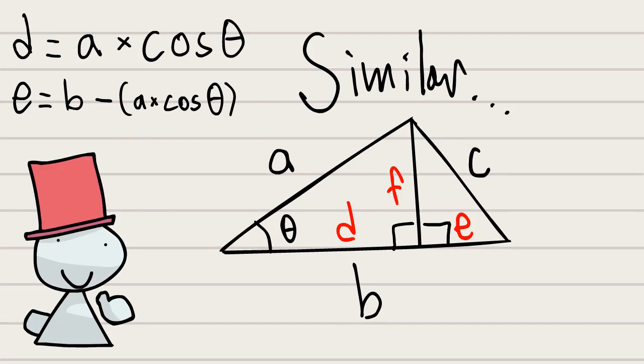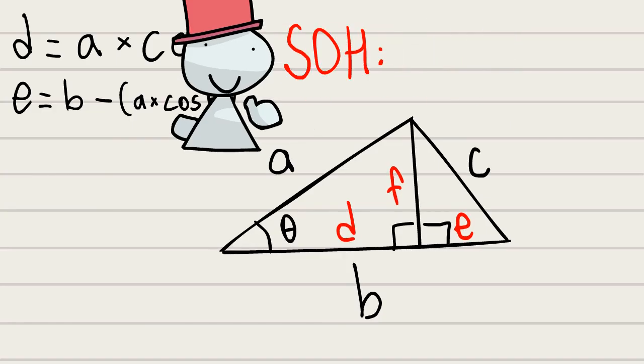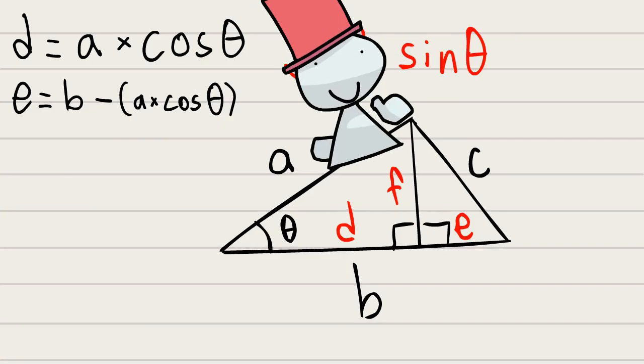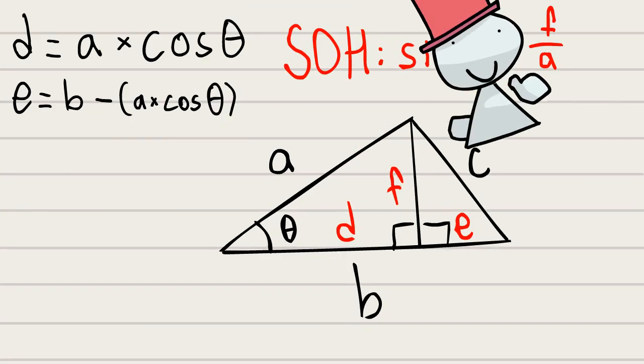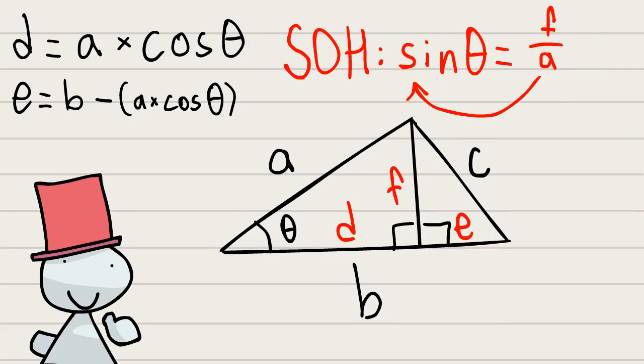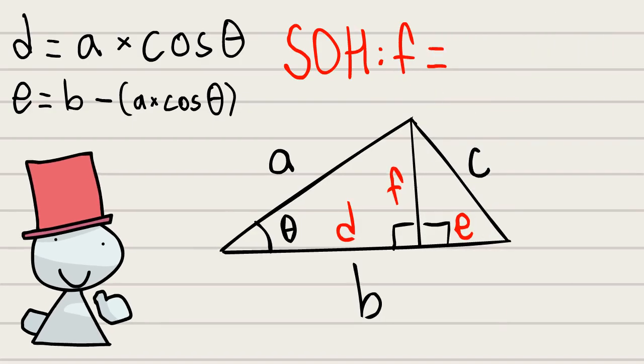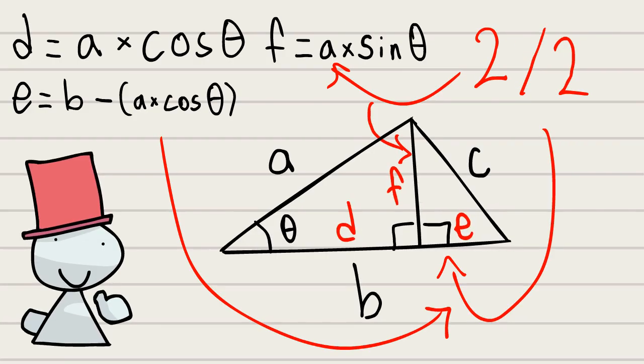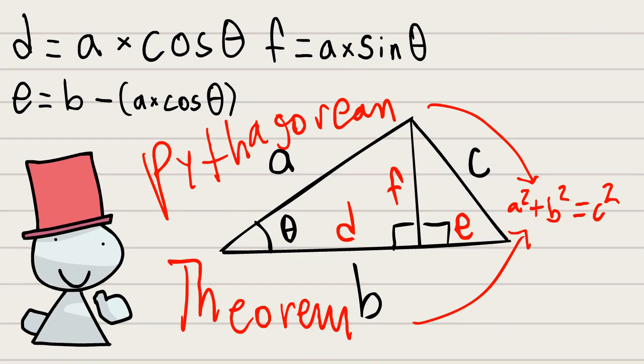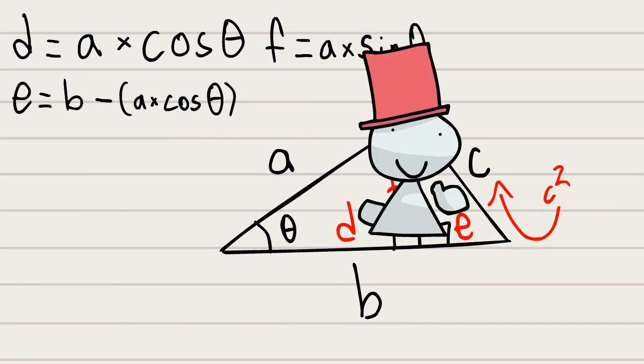We can do a very similar thing to solve for F though, just using SOH this time, which in this case means that the sine of theta is equal to F over A. Just like last time, we can move around the equation a little bit and find that F equals A times the sine of theta. Now that we have all our side lengths, we can just use the Pythagorean theorem to solve for side C squared.